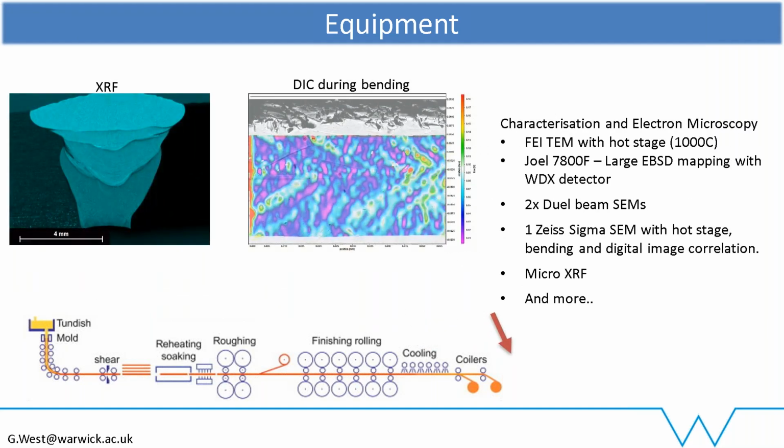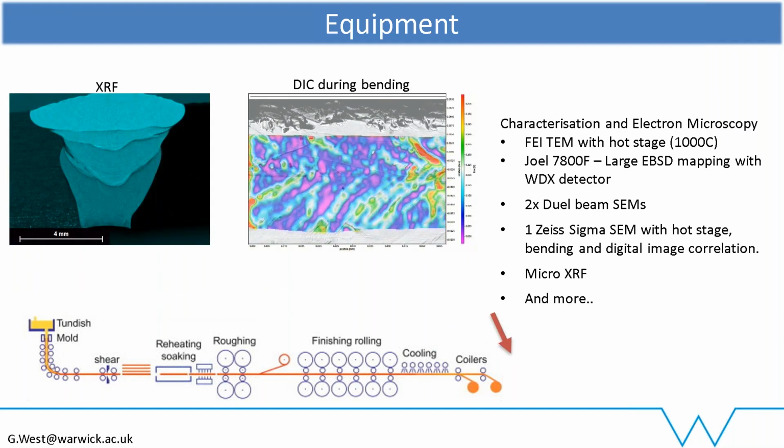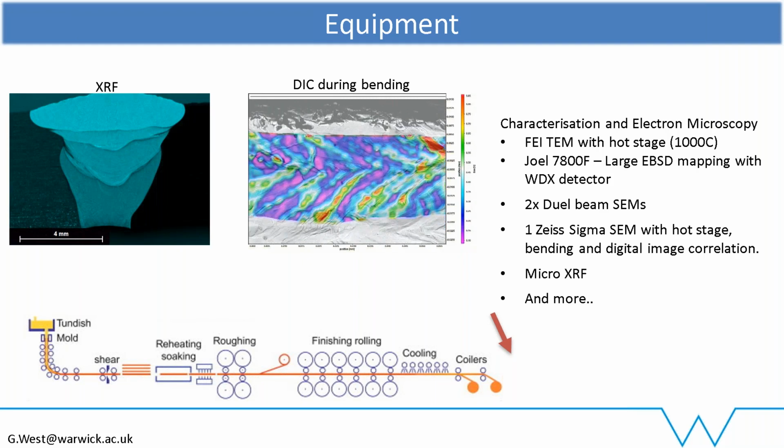And then we go into characterization. So we have a range of equipment, a huge range of SEMs, TEMs, high temperature in situ bending, large scale mapping on the XRF, like you can see on the top left there. This really gives us the best information about what we're producing ourselves and how to exploit that.